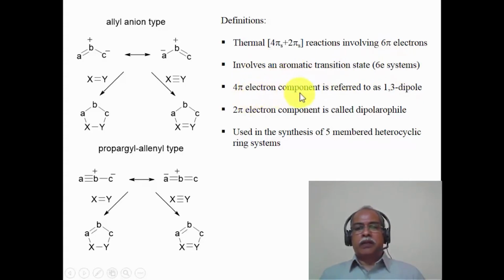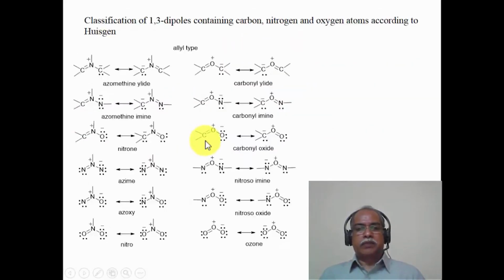The 4-pi component is referred to as the 1,3-dipole, which are these structures that are seen here. The zwitterionic structures, resonance structures are shown in this particular case. The 2-electron component is known as the dipolarophile. Similar to a dienophile, you have a dipolarophile, which is the acetylene component or the alkene component. They are used in the synthesis of 5-membered heterocyclic rings. As you can see here, the 5-membered ring is what is formed. It could be a heterocyclic ring if the atoms A, B, C are heteroatoms in nature, for example.